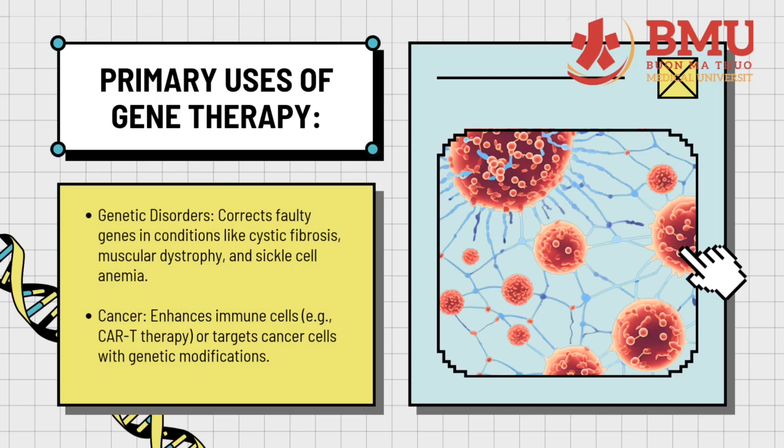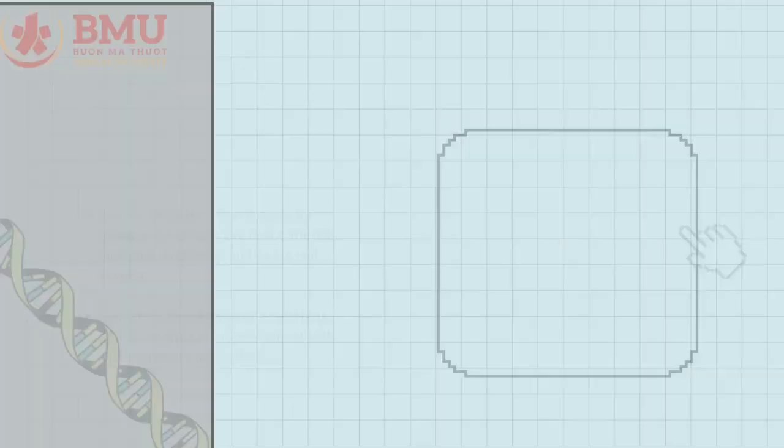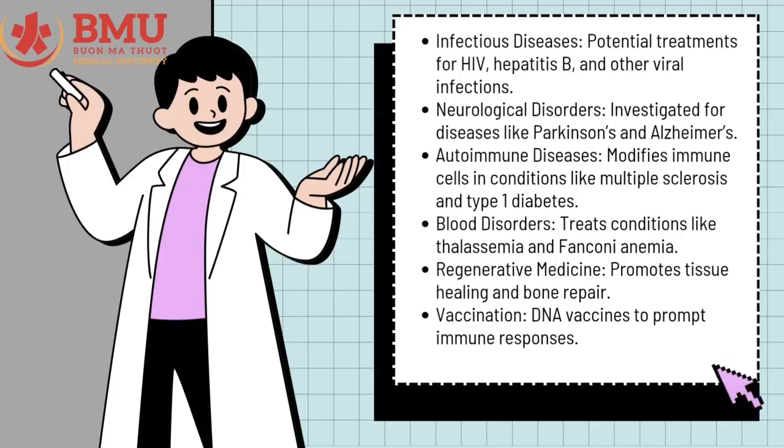Cancer through techniques like CAR-T therapy and genetic modifications targeting cancer cells. Infectious diseases such as HIV and hepatitis B. Neurological disorders like Parkinson's and Alzheimer's. Autoimmune diseases like multiple sclerosis and type 1 diabetes.